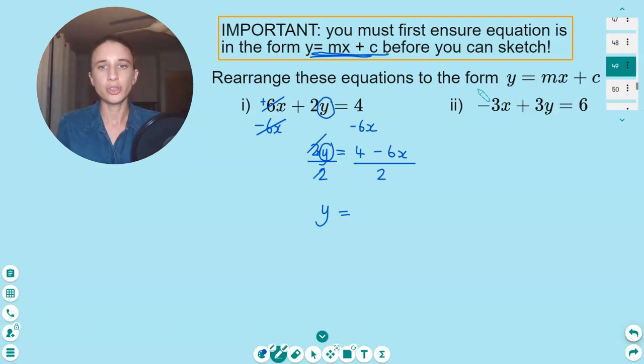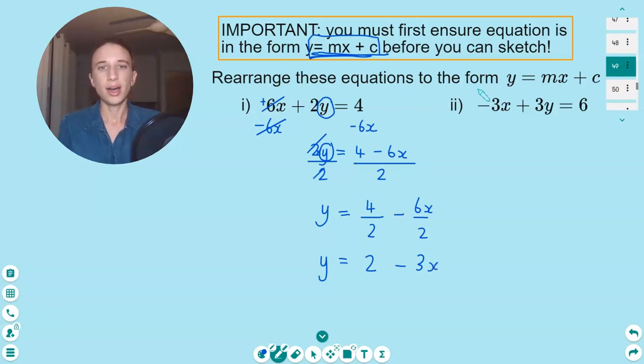Now there's something you can do here. You can separate it a little bit. I could separate it as 4 on 2 and negative 6 on 2. I'll show you that. So let's separate out that denominator. We've got 4 on 2, take 6x on 2. I'm just trying to get it in this form, y equals mx plus c. So let's keep simplifying a little bit more. 4 divided by 2 is 2, and 6 divided by 2 is 3.